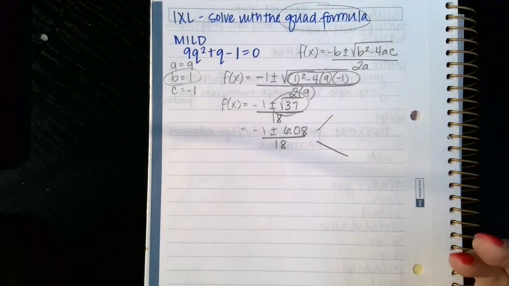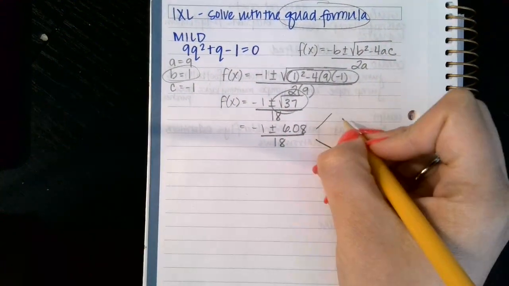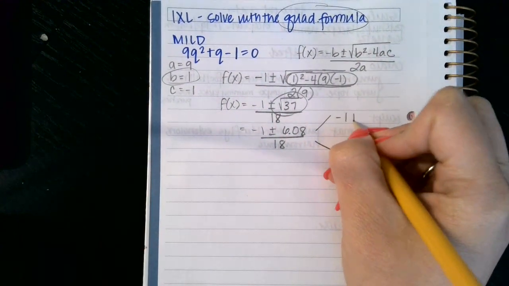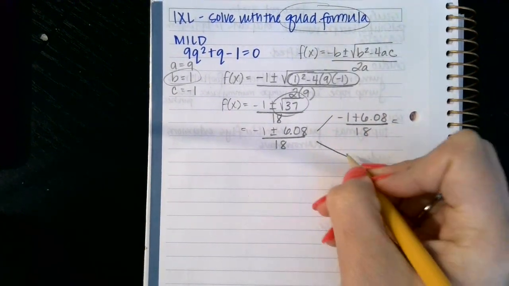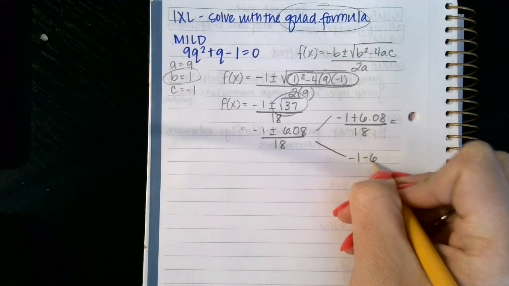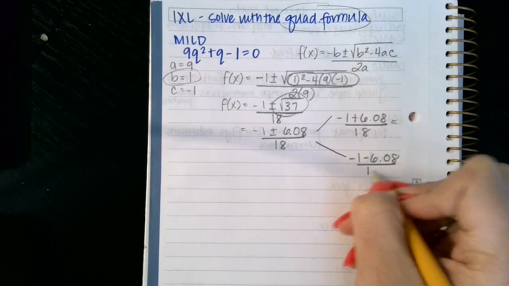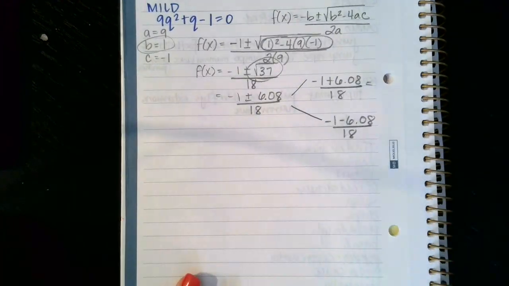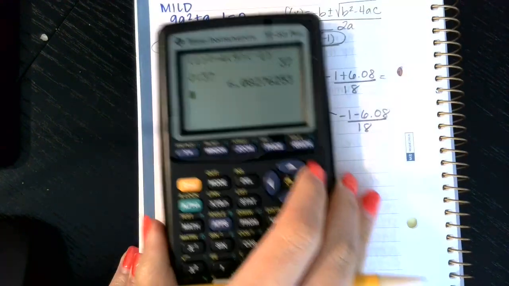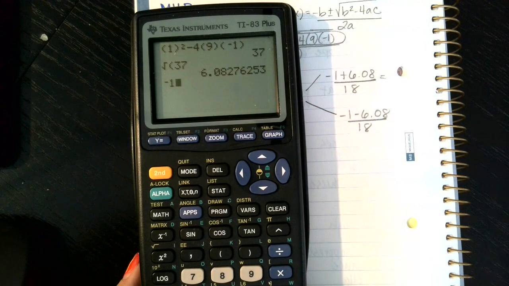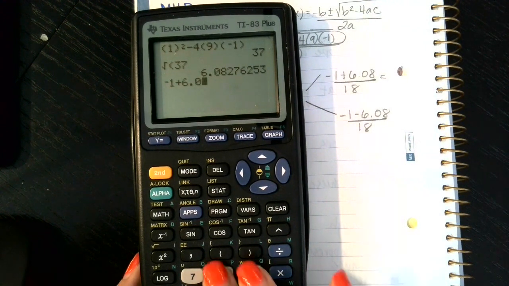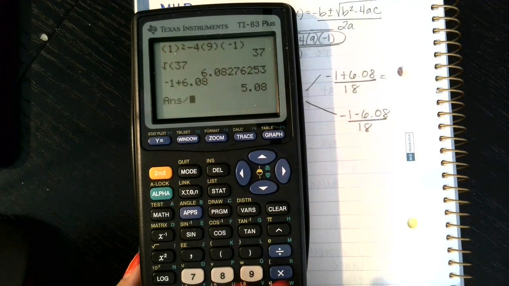The way this is set up is going to divide this into 2 types of solutions. This will be negative 1 plus 6.08 divided by 18. And the other value is going to be negative 1 minus 6.08 divided by 18. You'll do that with the numerator first and then the denominator, or you can do this entire thing as long as you put parentheses around it. But I'm going to break this up into pieces. It's easier. Negative 1 plus 6.08 divided by 18.